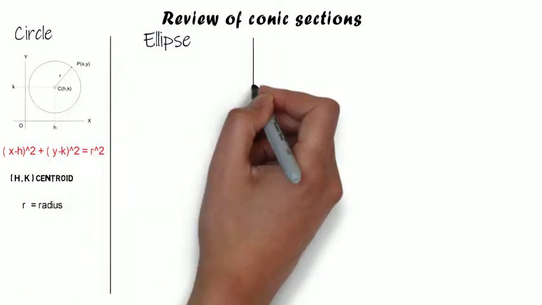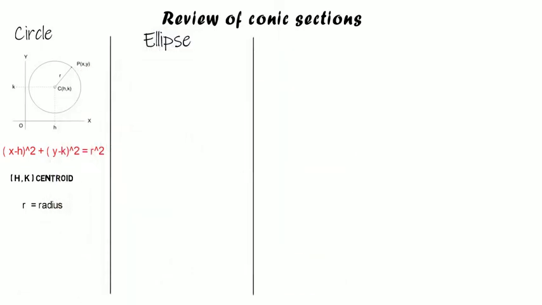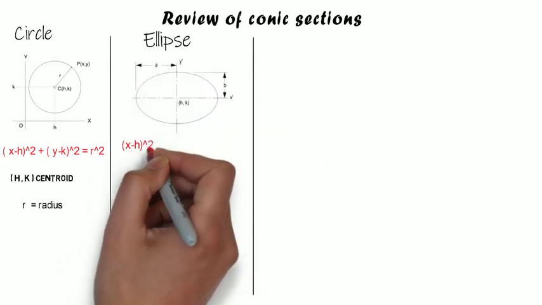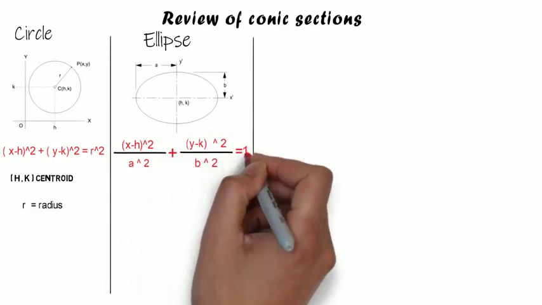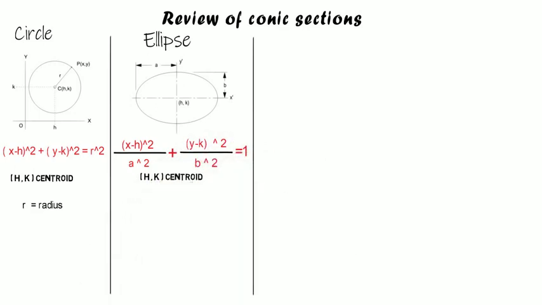Then we have the ellipse. As you can see, the standard form of the ellipse equation is (x minus h) squared divided by a squared plus (y minus k) squared divided by b squared equals 1, where h and k are also the centroid coordinates of the ellipse. The only difference between the circle and the ellipse is that the ellipse has different values for the sides: a in the major axis and b in the minor axis.